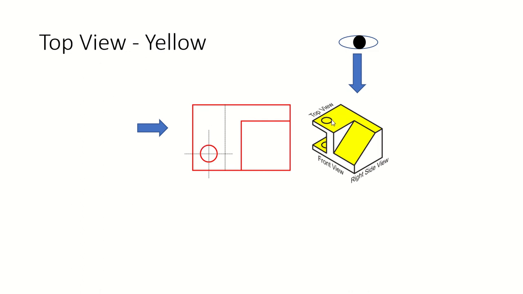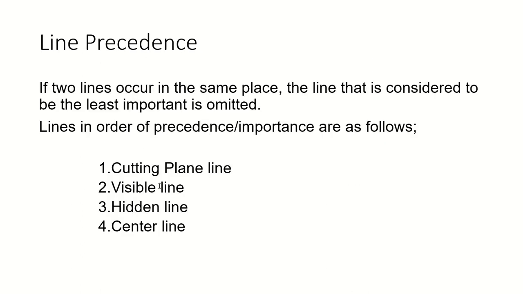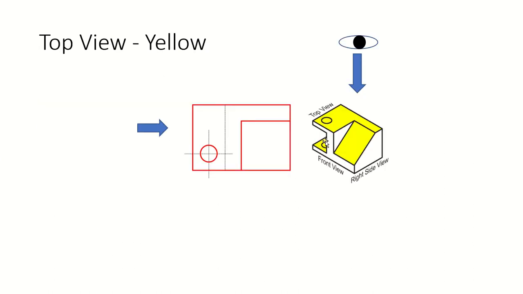Your feature is a circle. There's another one down there, but we can't see it. There's a hidden circle right underneath, but we don't have to draw it because of the precedence. Visible line, and then go down to the hidden line. If you don't remember the precedence, visible line has more importance than the hidden line, so you can omit the hidden line right underneath of that.